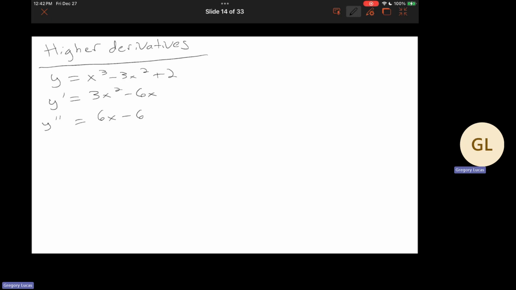I could keep going. The y triple prime would be just 6, because 6 times the derivative of x is 1, because it's x to the first. So x to the 0 is 1 when we move the 1 over. So the derivative of x is 1. And then the derivative of 6 is 0, so that goes away. So we have 6.